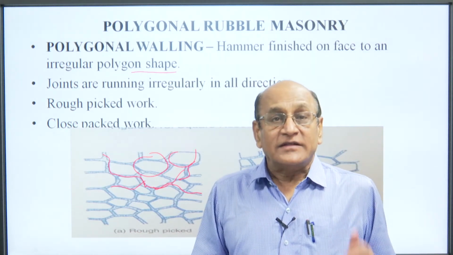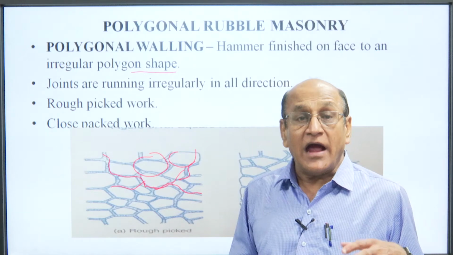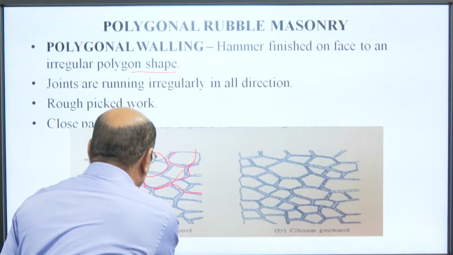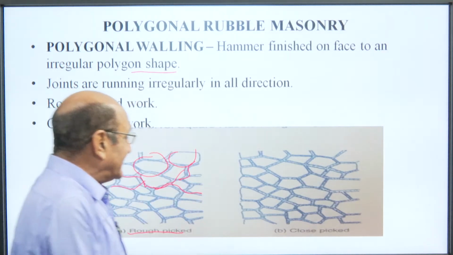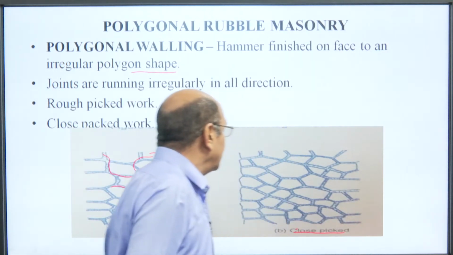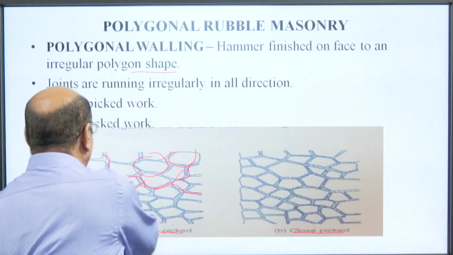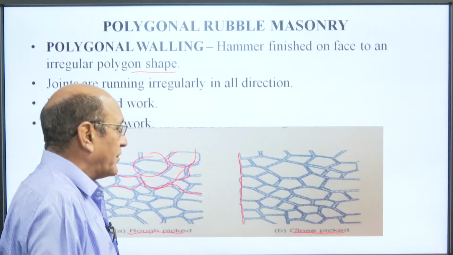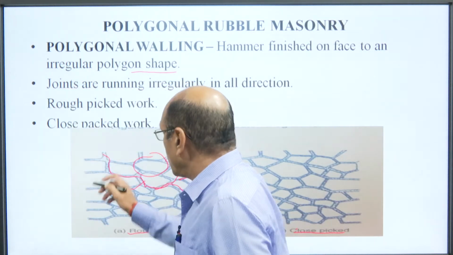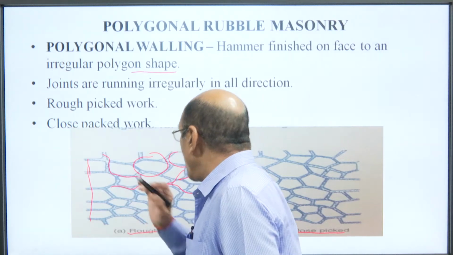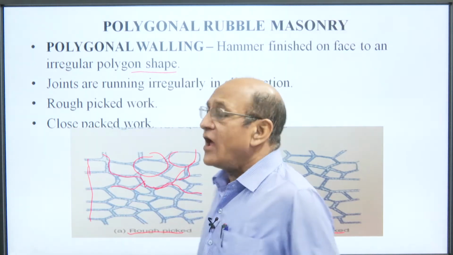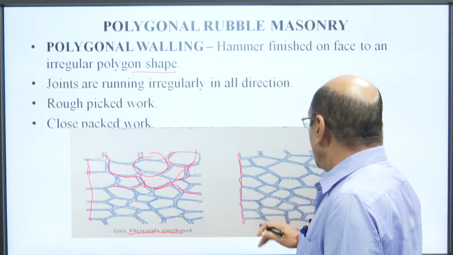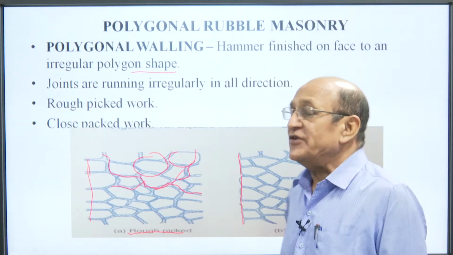And this polygonal rubble masonry has two types. One is called rough packed, this is the rough packed, and the second is close packed. We can see here this is the close packed because this is more or less in a uniform line, whereas this is not closed. This is not closed, so it is rough packed, and here in close packed all are enclosed by the stones.